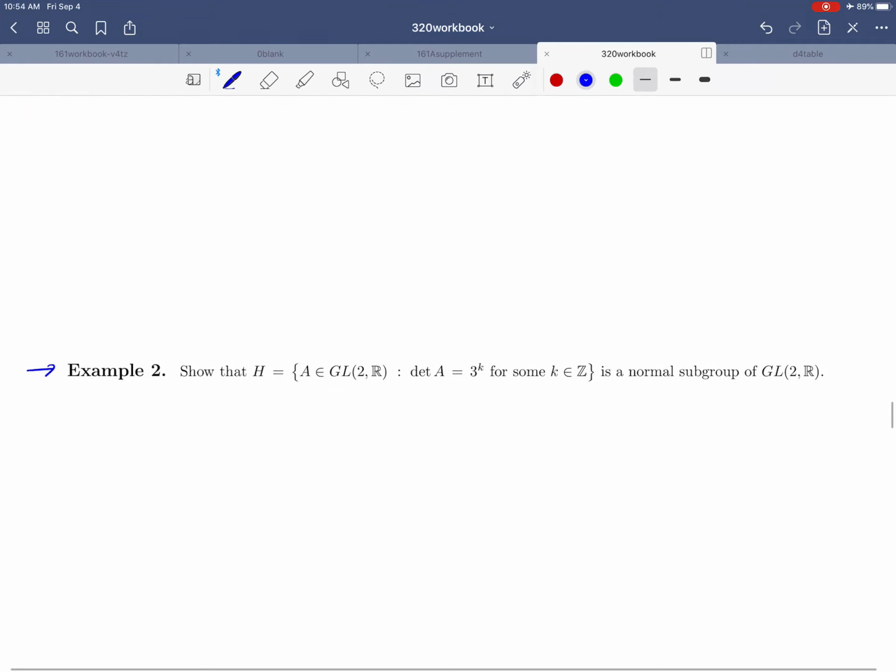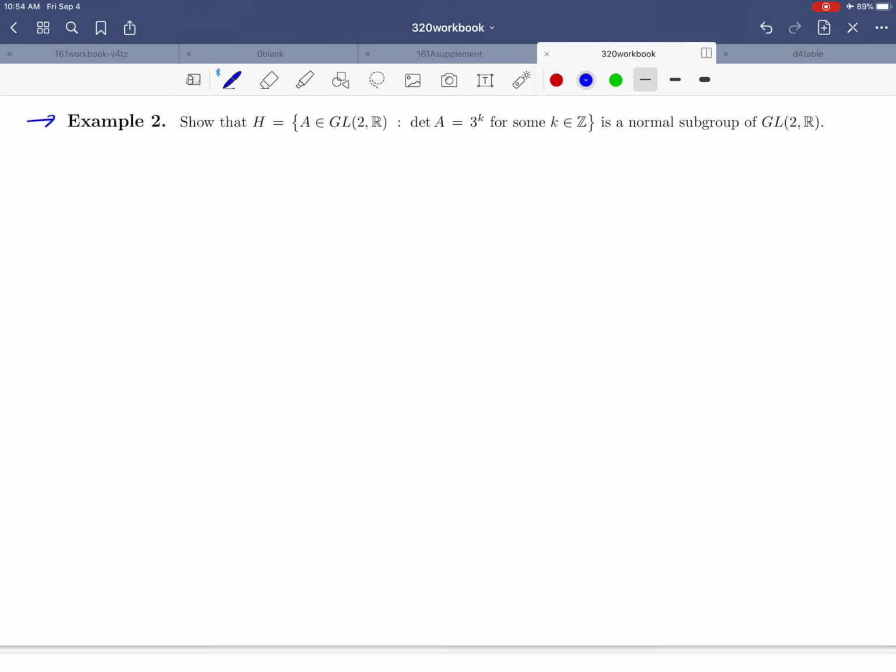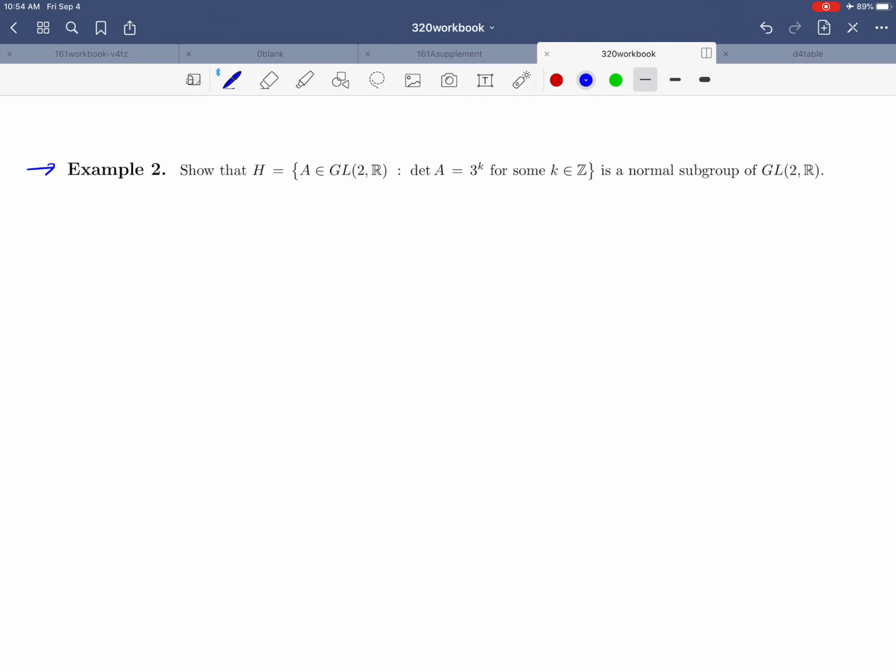All right, so let's scroll down. We may need to scroll back up in a minute. Let's read example 2 together here. They'd like us to show that H is a normal subgroup of GL2 of R. Now, it's been a while since we talked about that set, so let's remind ourselves what that means. GL actually stands for general linear, and this is a group of matrices. In particular, it's the group of invertible matrices that are 2 by 2.